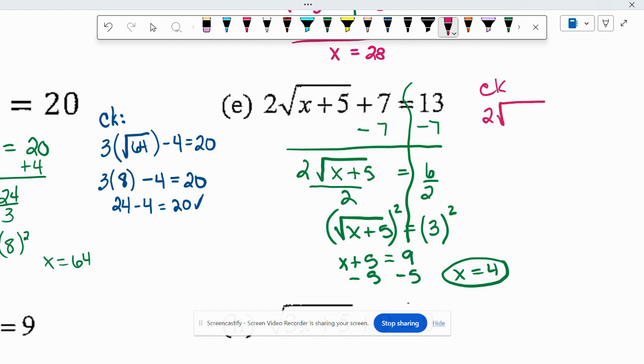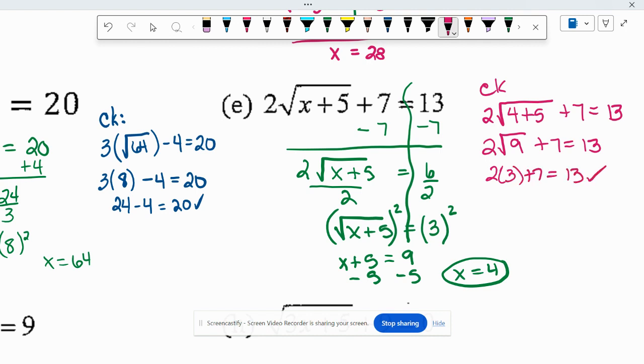So 2 times the, let's see, square root of 4 plus 5 plus 7 outside the square root equals 13. Well, what is 4 plus 5? 9. So I really have 2 times the square root of 9 plus 7 equals 13. What is the square root of 9? 3. So 2 times 3 plus 7. Does that equal 13? Yes, it does. 6 plus 7 is 13. Okay.